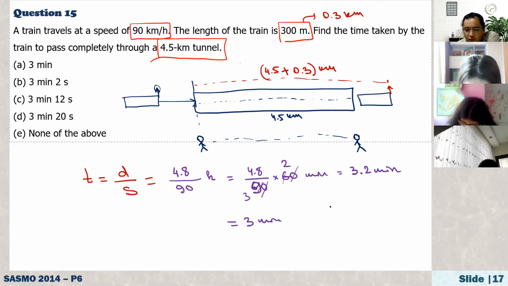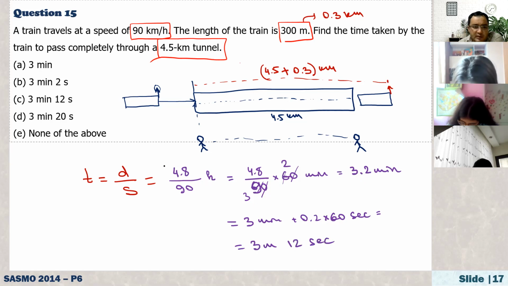And how about 0.2 minutes? 0.2 minutes is 0.2 times 60 seconds, and that is equal to 12 seconds. So what is the answer? The answer is C.